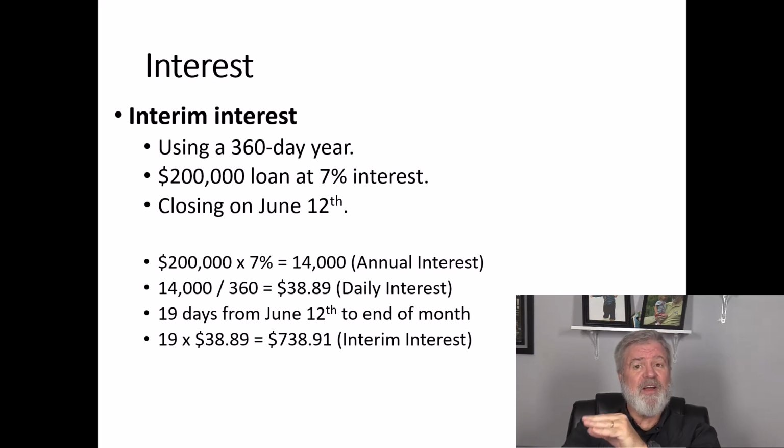Y'all, sometimes they might say round it up to the nearest dollar. Sometimes they'll say round it to 2 decimal places. Y'all, just make sure you do what it tells you to do in the question. But typically, I think they'll tell you to round it to 2 decimal places, and in this case, it would be $38.89. Well, now we know how much it's going to cost per day.